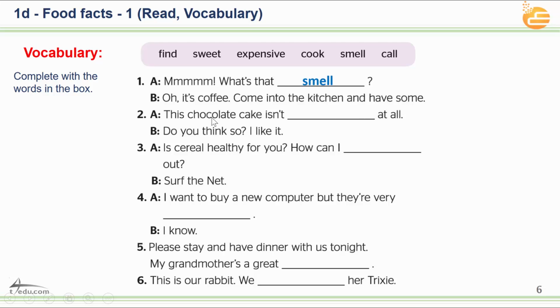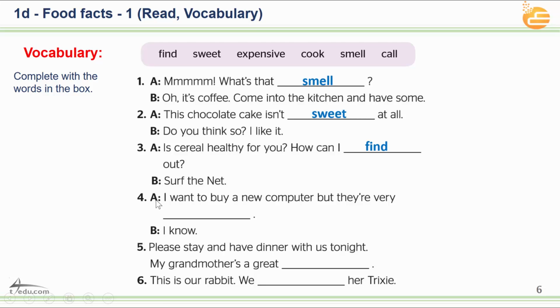Number 2, A. This chocolate cake isn't at all. B. Do you think so? I like it. This chocolate cake isn't sweet at all. Do you think so? I like it. Number 3, A. Is cereal healthy for you? How can I out? B. Surf the net. How can I? Find out. Excellent. Find out.